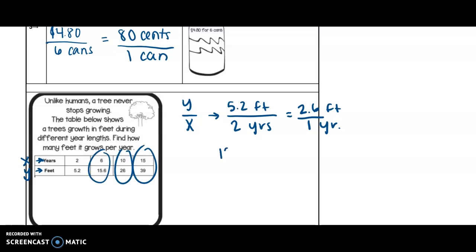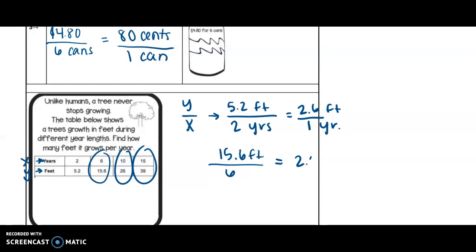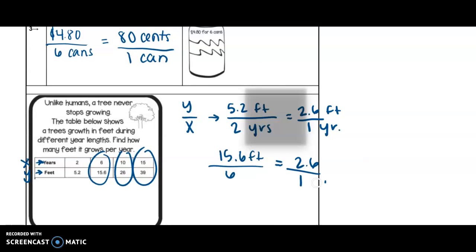And so we have 15.6 feet in 6 years. So let's see, what does that equal? 15.6 divided by 6 years, look at that. It's kind of crazy. We have 2.6 again in 1 year.